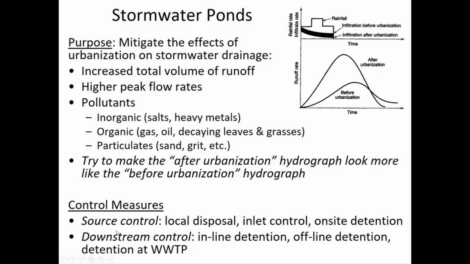You can try and prevent the water from getting into streams in the first place, and that's often called source control. So source control may be regulations like was levied on Cookout, where they had to put in that special pervious pavement because the city doesn't want the runoff from their restaurant getting onto Fifth Avenue. And so that would be an example of local disposal.